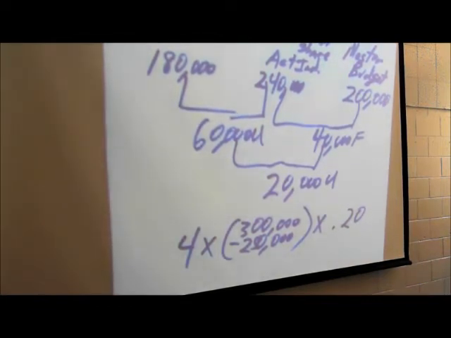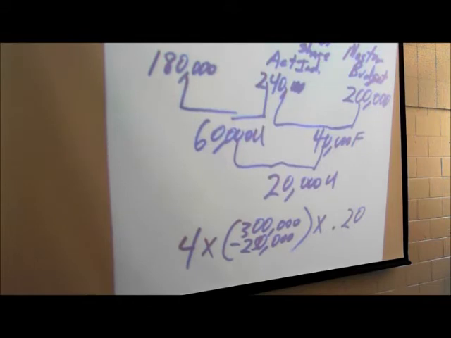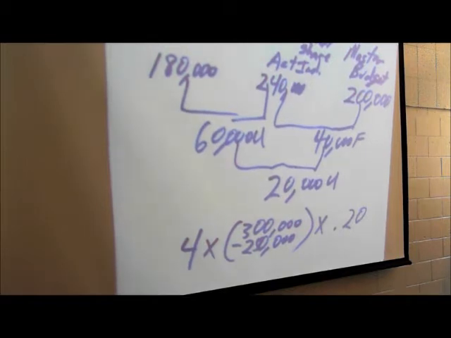Does that come out right? So we got 4 times 50,000 times 0.2, is that 40,000? And since actual is greater than budgeted, that's favorable, right?